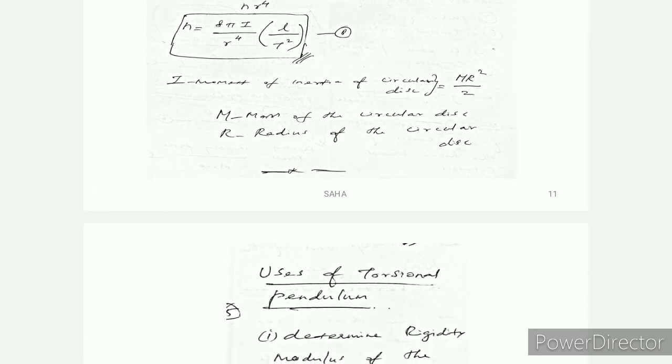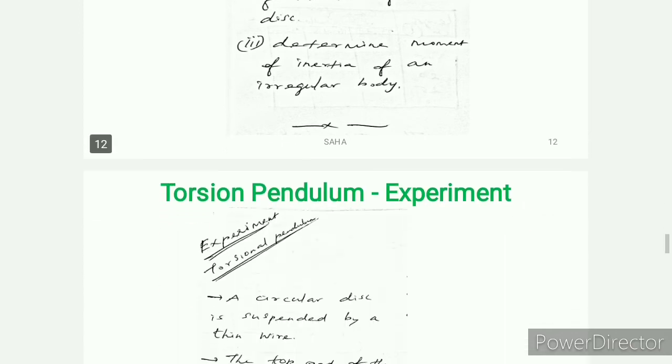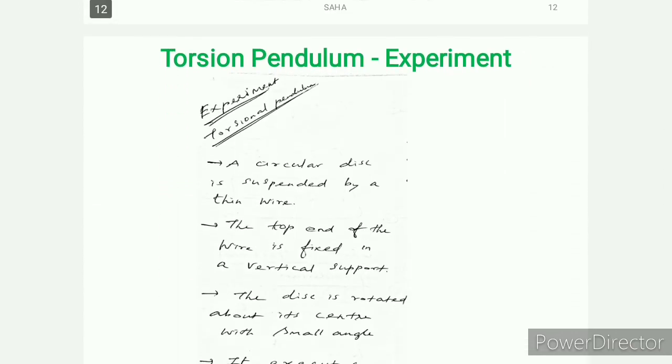The next question: uses of torsional pendulum. What are the uses of torsional pendulum? First, it is used to determine the rigidity modulus of the wire. Torsional pendulum is used to determine the moment of inertia of the disc. It is also used to determine the moment of inertia of an irregular body. Sometimes these come as separate Part A questions.